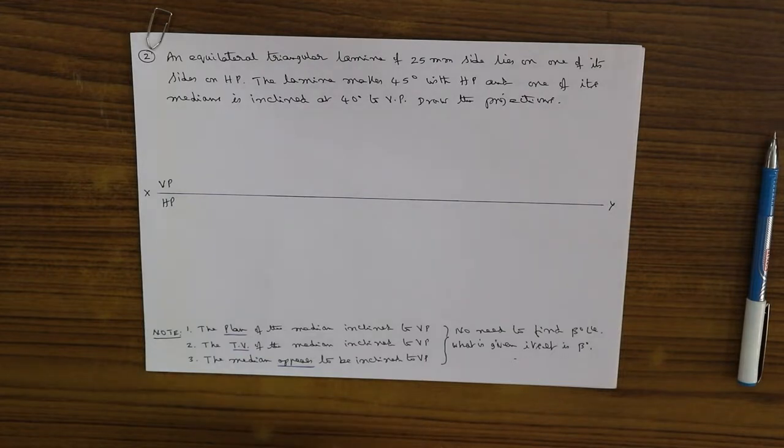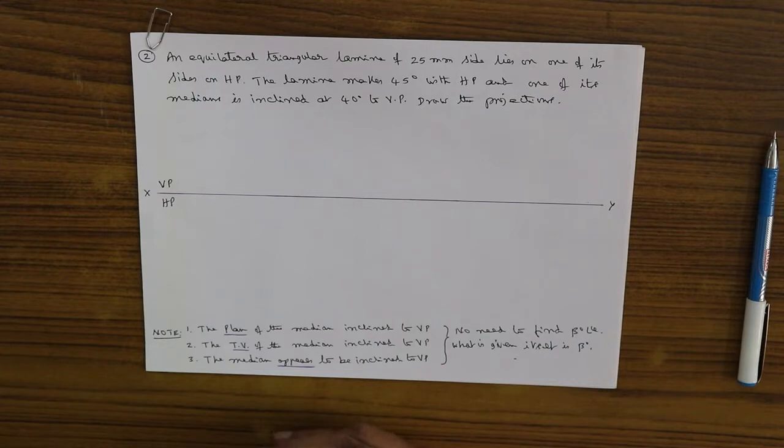If you look at the data, it clearly shows the lamina is standing on one of its sides, an equilateral triangle of 25 mm lying on one of its sides on HP. And the surface is inclined to HP at 45 degrees. And it also says one of its medians is inclined to VP at 40 degrees. That's what I have to explain.